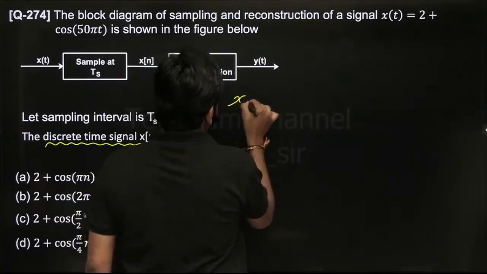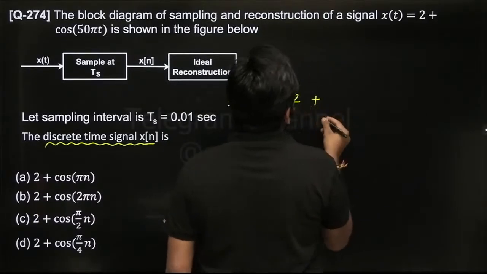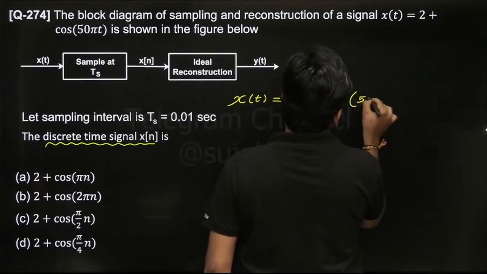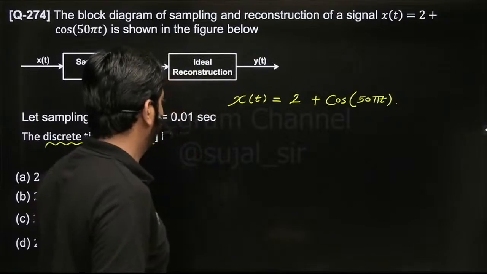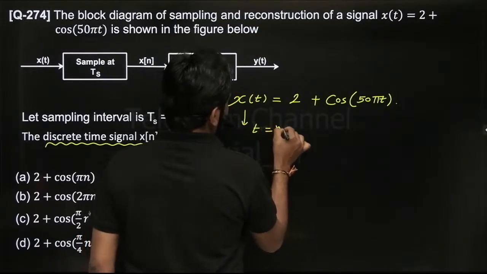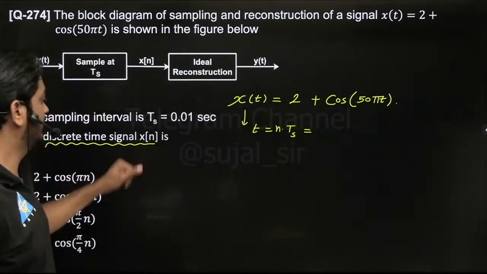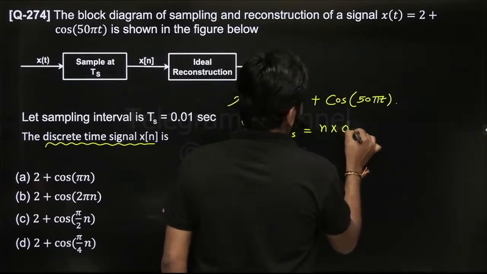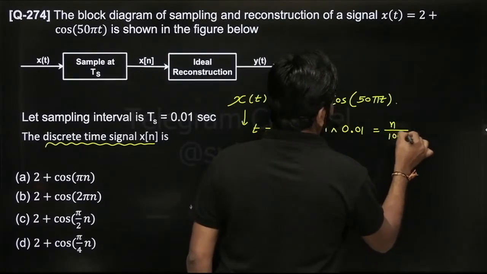So how to get the discrete time signal x of n from the continuous time signal? x of t is given, it is 2 cos 50 pi t. Simply in this you have to replace t with n into ts, where n is an integer value and ts is the sampling interval. So here n into 0.01 second, which is nothing but n upon 100.